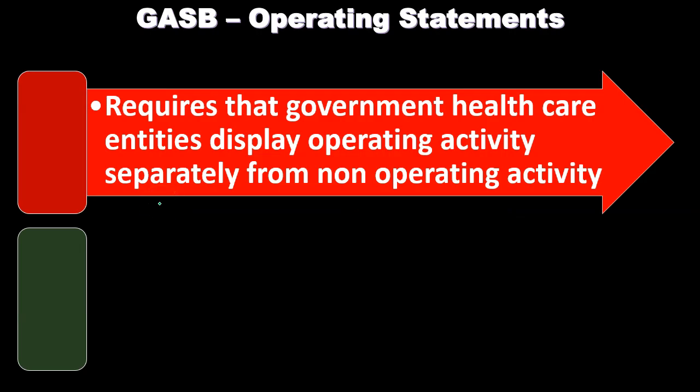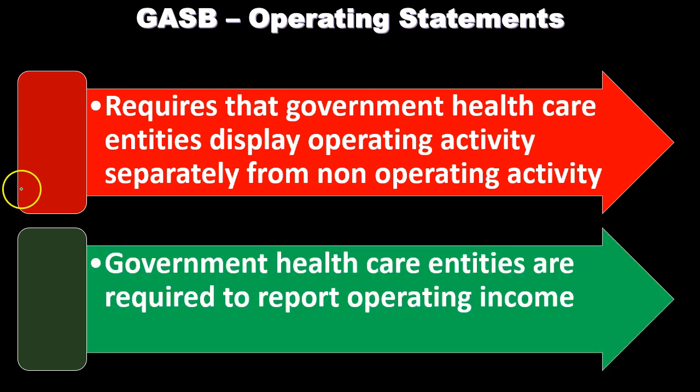Now we will consider the GASB operating statement. So this is going to be for the governmental entities. The operating statements, once again, are similar to the income statement in a for-profit organization, the performance statements. GASB requires that government healthcare entities display operating activity separately from non-operating activity. Government healthcare entities are required to report operating income.